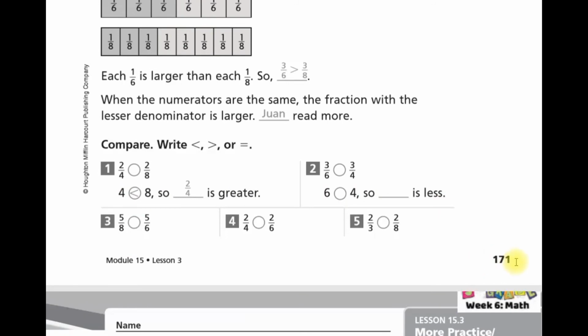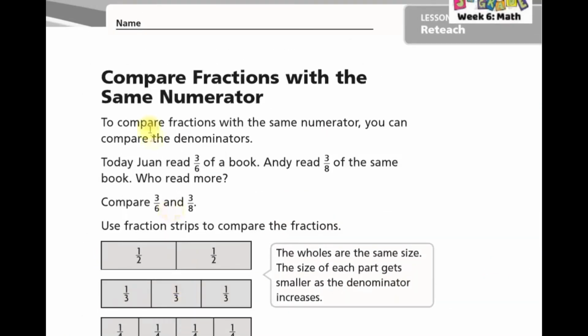Now we are on page 171, Module 15, Lesson 3. Compare fractions with the same numerator. To compare fractions with the same numerator, you can compare the denominators. Today, Juan read 3/6 of a book. Andy read 3/8 of the same book. Who read more? Compare 3/6 and 3/8. Use fraction strips to compare the fractions.